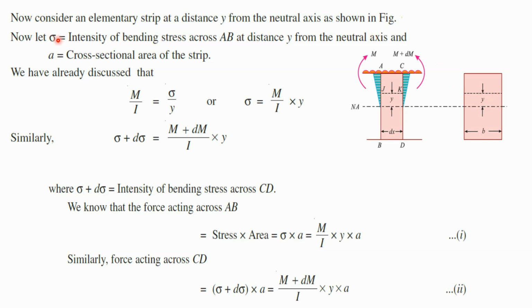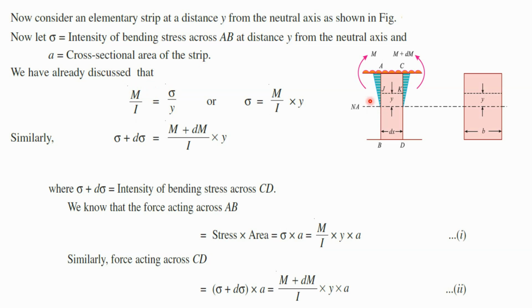Now let sigma be the intensity of bending stress across AB at a distance y from the neutral axis, means at this AB section and on this layer or on this elemental strip, sigma is the bending stress at AB and A is the cross-sectional area of the strip. Then we have already discussed the bending formula that M by I is equal to sigma by y.